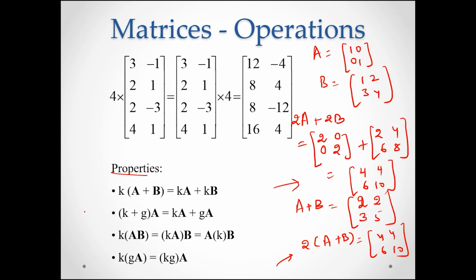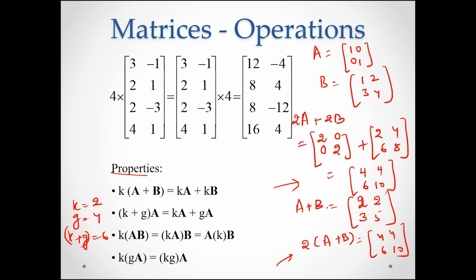Now the next property: k plus g multiplied with A is equal to kA plus gA. So if we have two scalars being added, let's say my k is equal to 2 and my g is equal to 4, then k plus g will be equal to what? 6, right? k plus g will be my 6 value. So that means we are multiplying 6 with every element of the corresponding matrix, right?